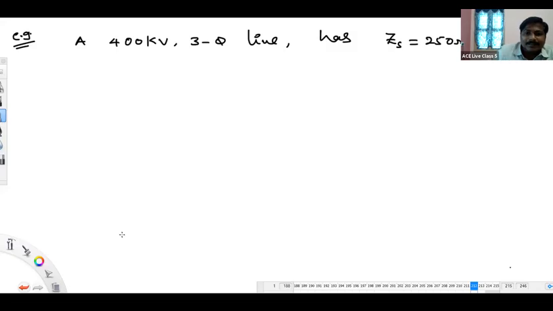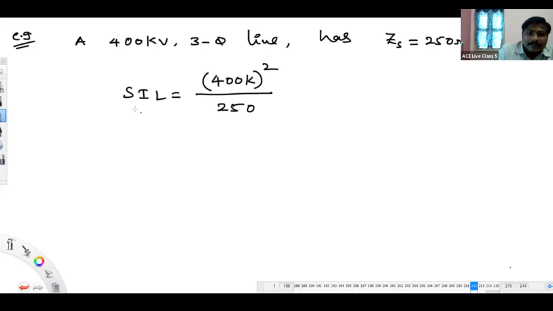It's a lossless line. Can you calculate what is SIL? It is rated voltage line to line square by surge impedance, so it's a three-phase SIL, in megawatts. Anybody tell me this number? You get approximately 640 megawatts. That is the SIL of the transmission line.